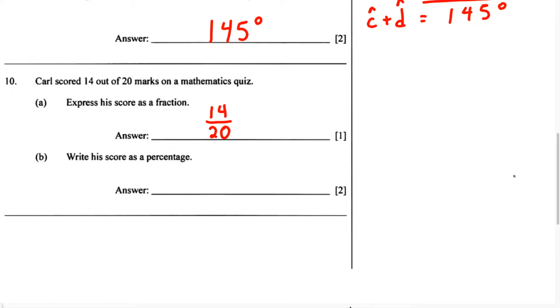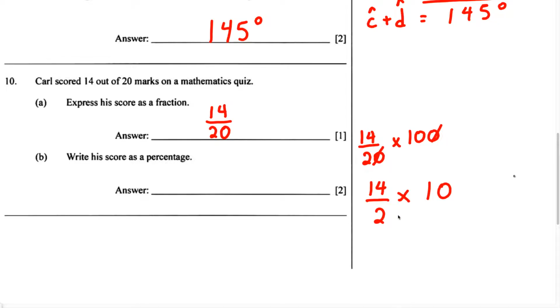Now part B says, write his score as a percentage. They want us to write the fraction as a percentage. In order to write a fraction as a percentage, the only thing we're going to do is multiply it by 100. Now, there are many ways to simplify this fraction. I'm just going to say this 0 can cancel out with this 0. Therefore, I'm left with 14 over 2 multiplied by 10.